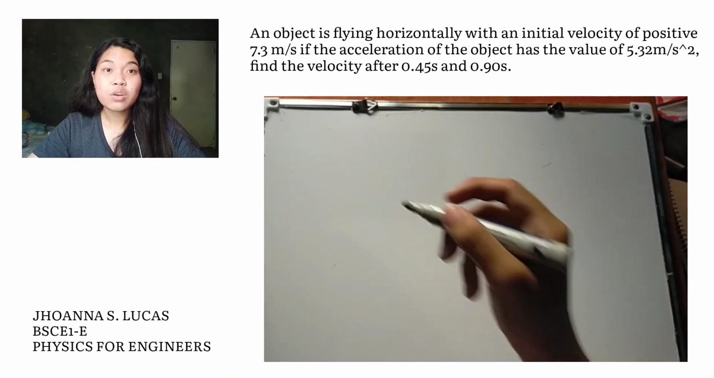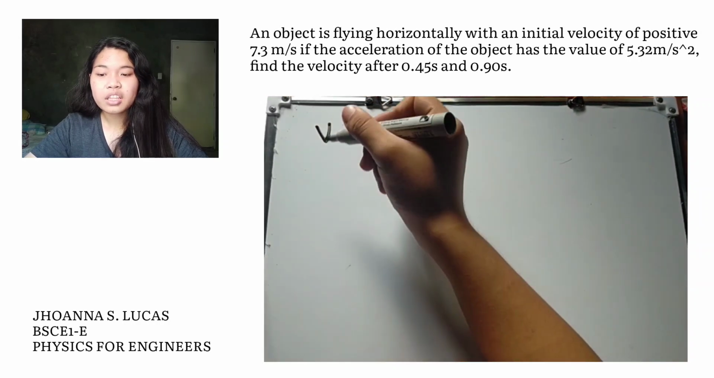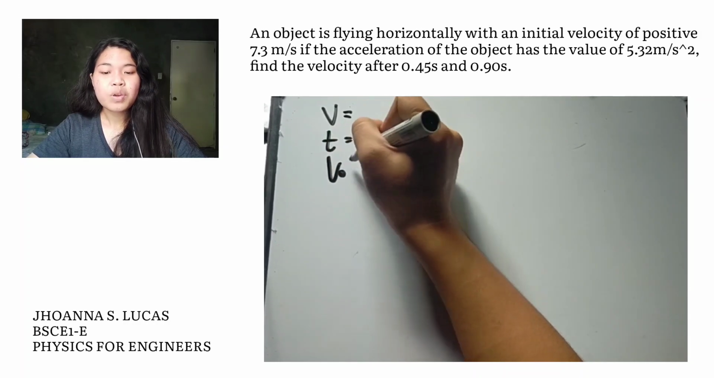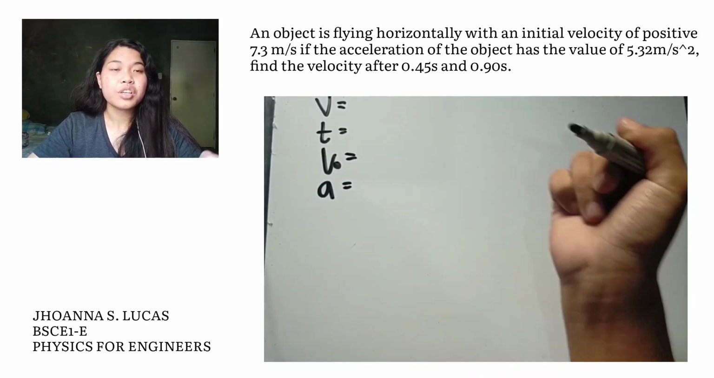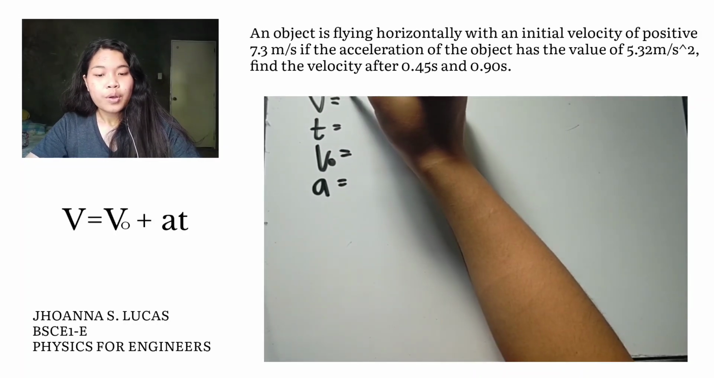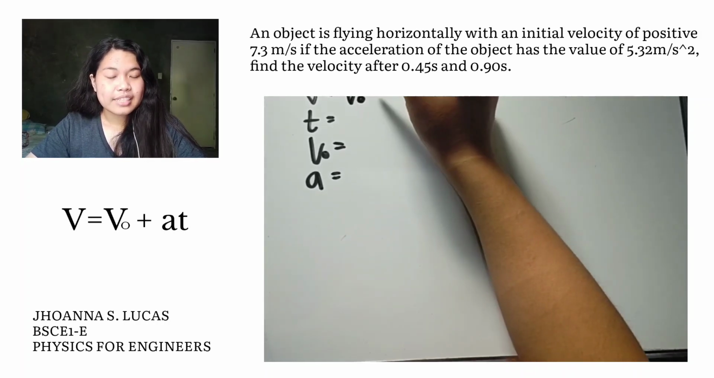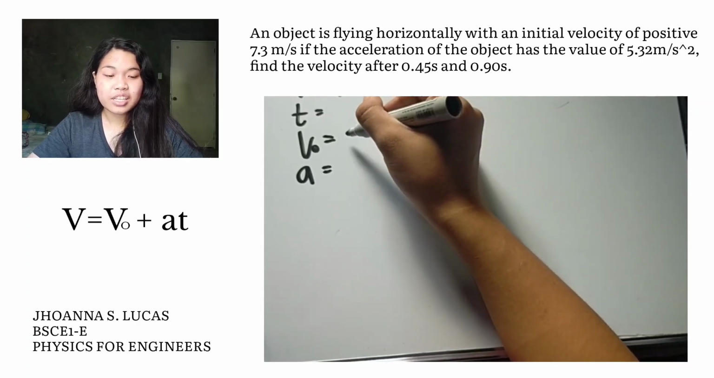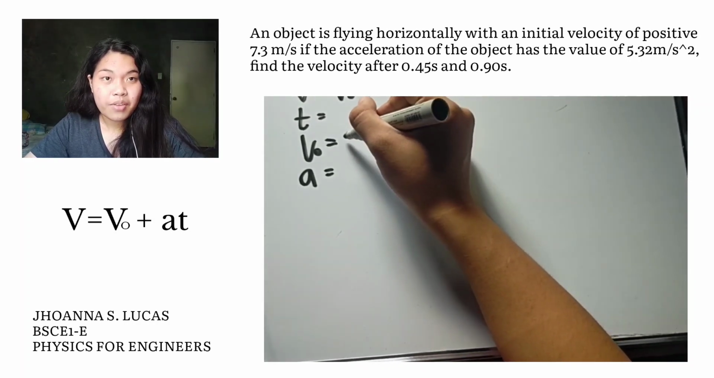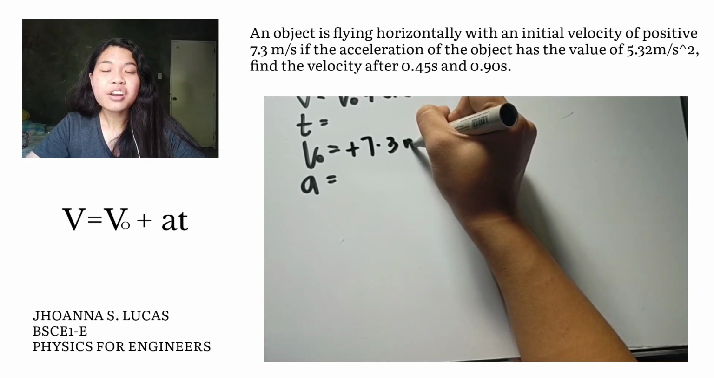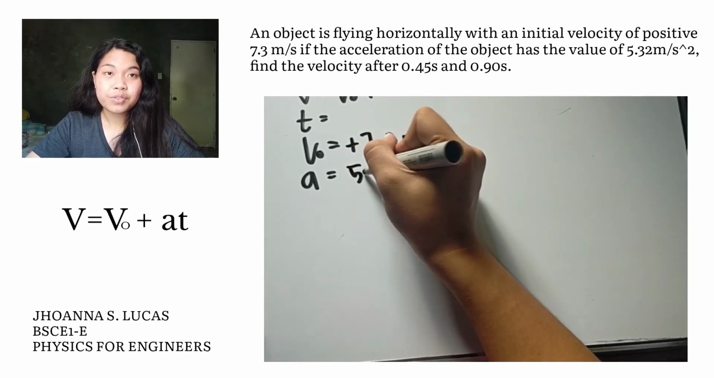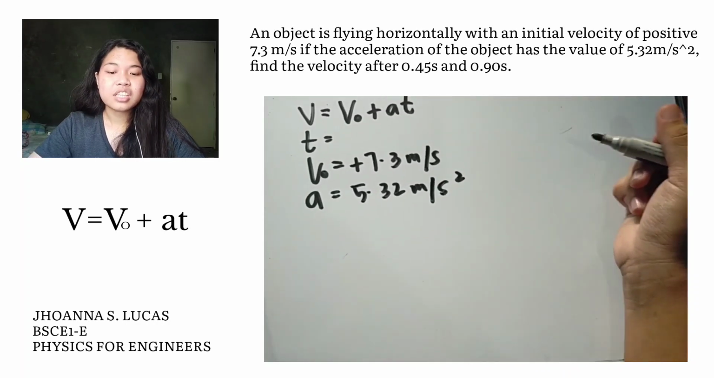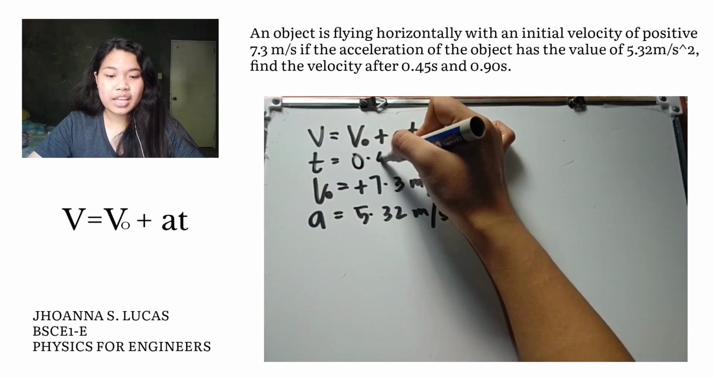Since we are asked to find velocity, and we have time, initial velocity, and acceleration, we will use the equation for velocity, which is v is equal to v sub o plus at. Our initial velocity in this problem is positive 7.3 meters per second, and our acceleration is 5.32 meters per second squared. And we have two given times here. It is 0.45 second and 0.90 second.